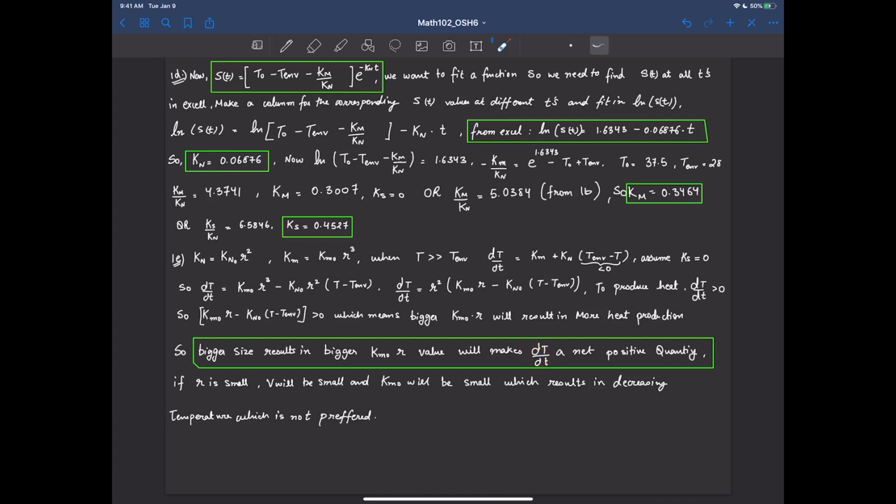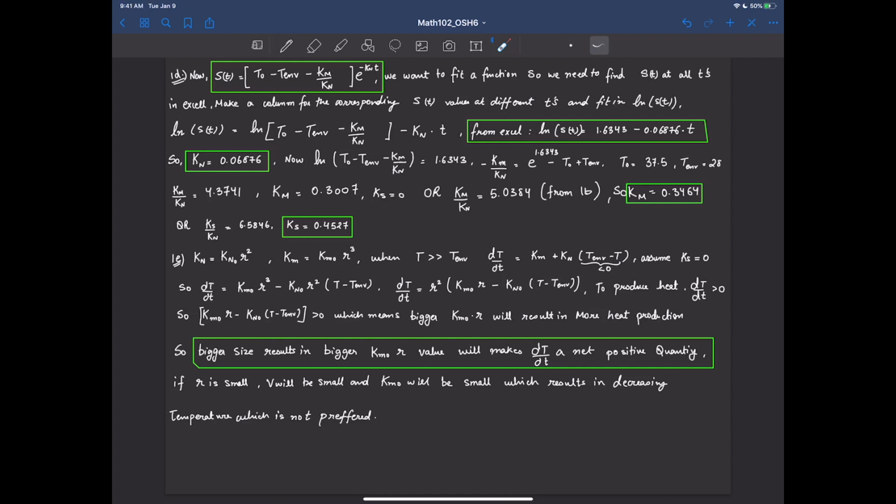Okay, so if your R is small enough, the volume will be small as well, so KMO will be small, which results in decreasing temperature because then this term will be smaller than this term. If that happens, you're going to start to lose your heat because then dT/dt will be negative. You don't want that because you're in the Arctic region. The animal wants to sustain the body temperature and stay in the comfortable zone.